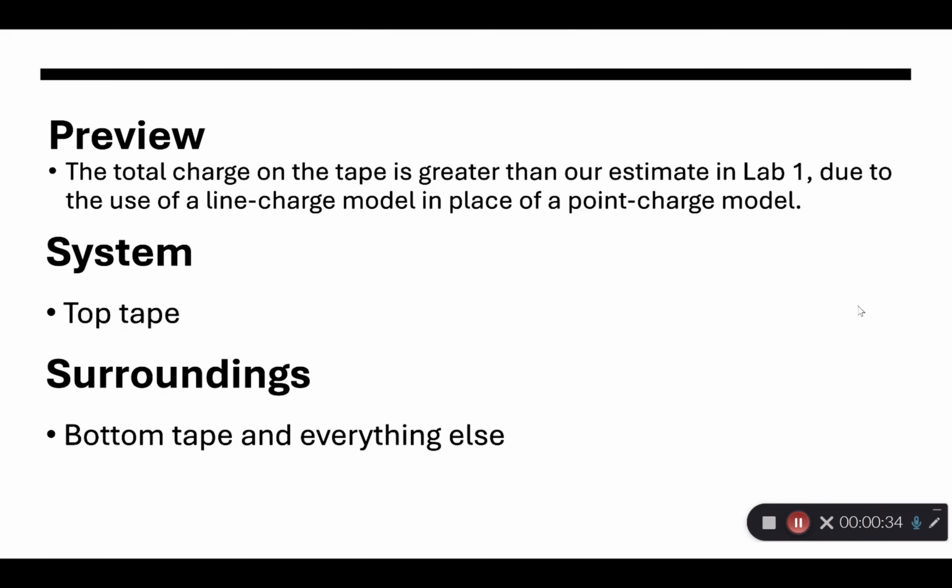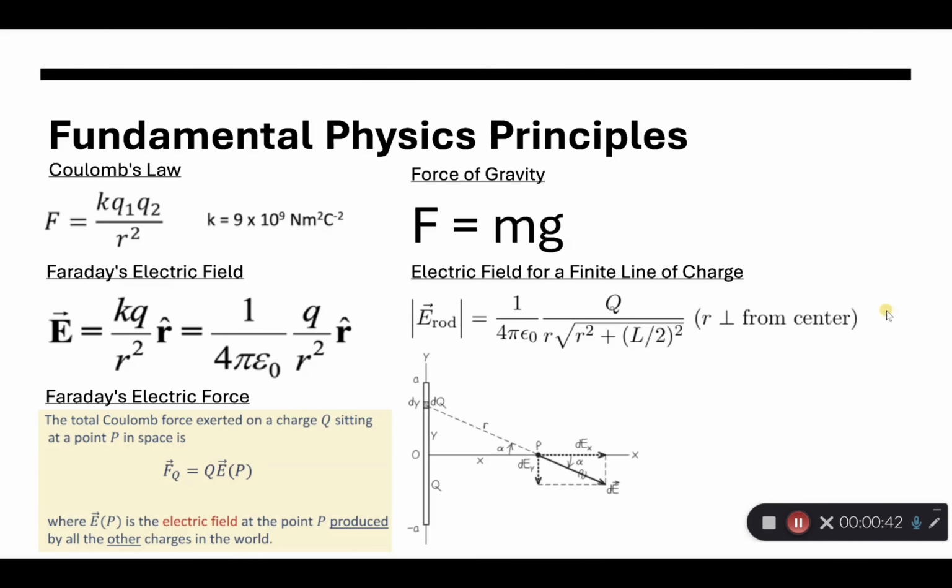The system and surroundings: the system is the top tape, and the surroundings is the bottom tape and everything else, like the meter stick, hands, and erasers that we use to hold up the tape, all of that.